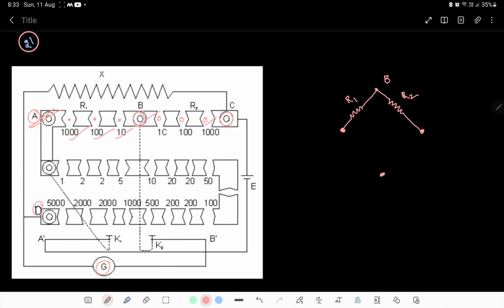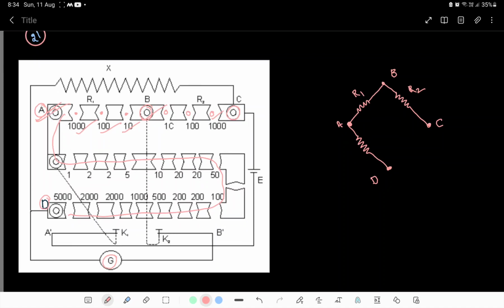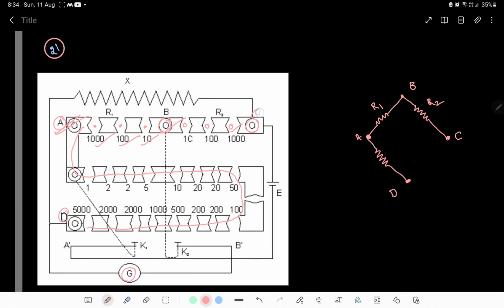Now between A and D, we can go like this, we can go like this. So we can plug out any one of these keys to get a resistance between A and D. Therefore there is a resistance between A and D also. Let me say that this is point A, this is point D, and this is point C. Between A and D also we have a resistance, and between C and D, right?